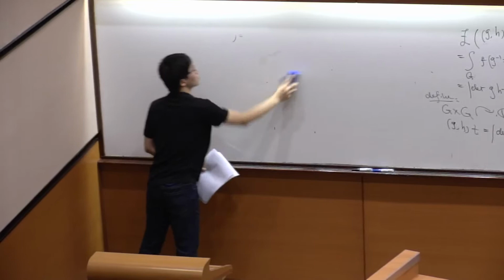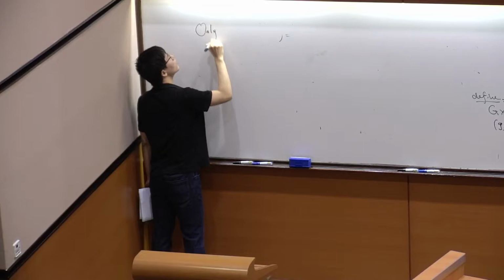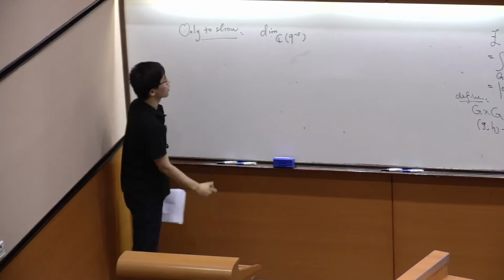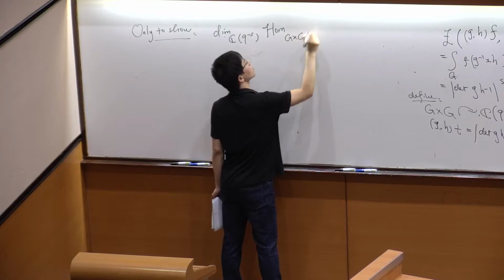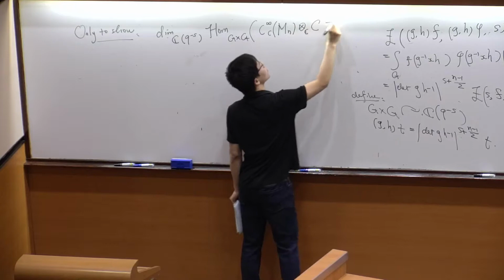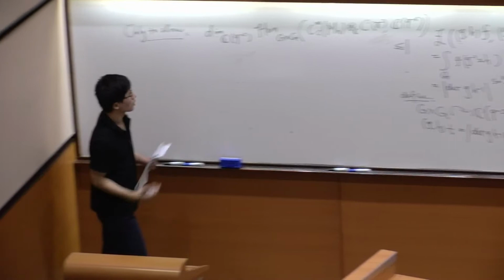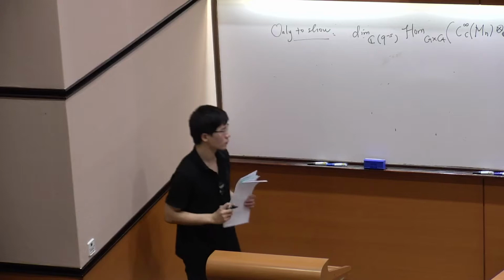So we only need to show the dimension, over the field of rational functions in the parameter q^(−s), of the Hom space from C_c^∞(M_n) ⊗ π to C(q^(−s)) as a G × G representation, is lower than or equal to 1. Okay. So any questions so far? Okay, then let's see the proof of this inequality.